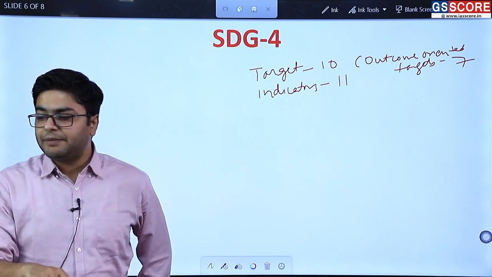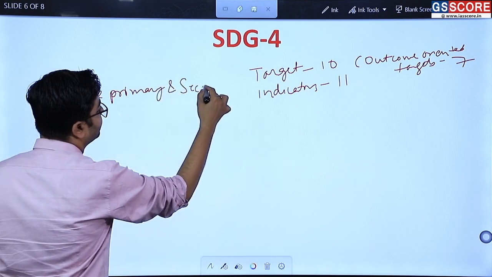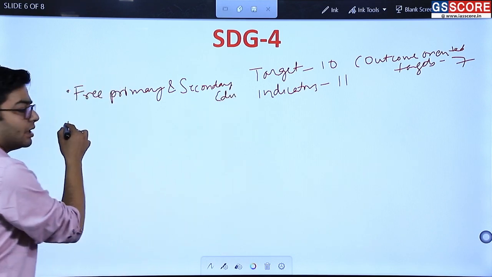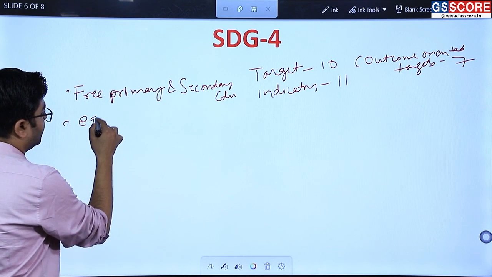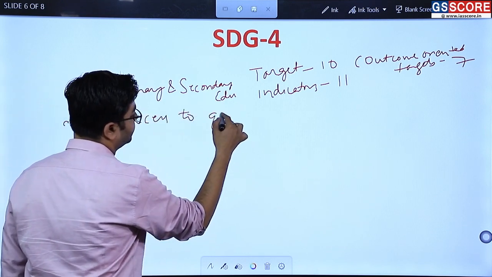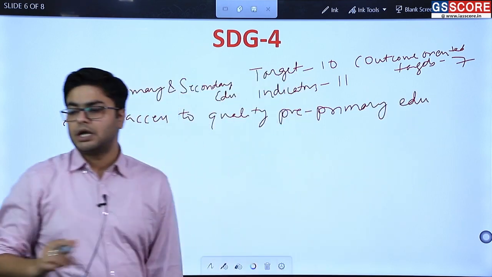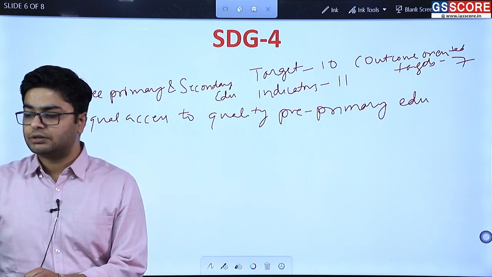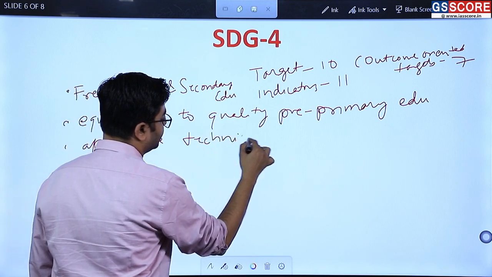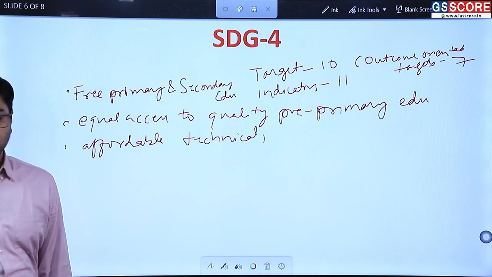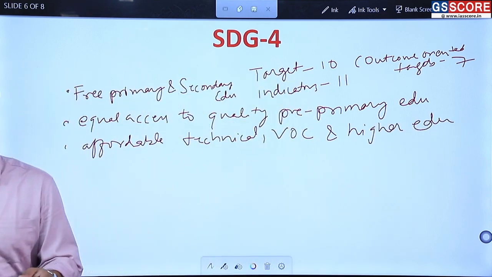These targets are free primary and secondary education, equal access to quality pre-primary education, affordable technical, vocational and higher education. Okay.